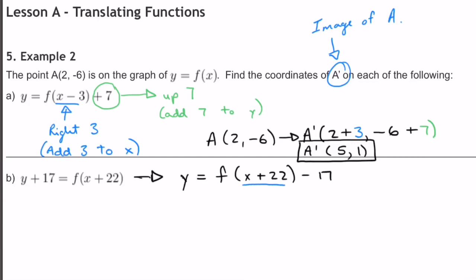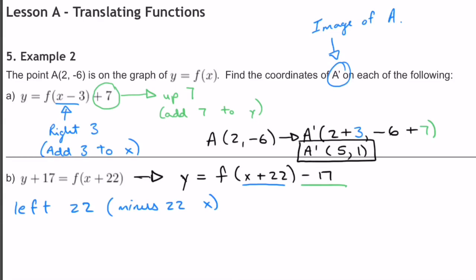The x plus 22 is inside the brackets, so it's a horizontal translation. But if it's plus, I'm going to the left, which is often kind of opposite when you're inside. I've got plus 22, so I actually subtract 22 from x. Whereas in the last one, it was minus 3, but we actually add 3 to x. So it's always the opposite, whatever's inside of f.